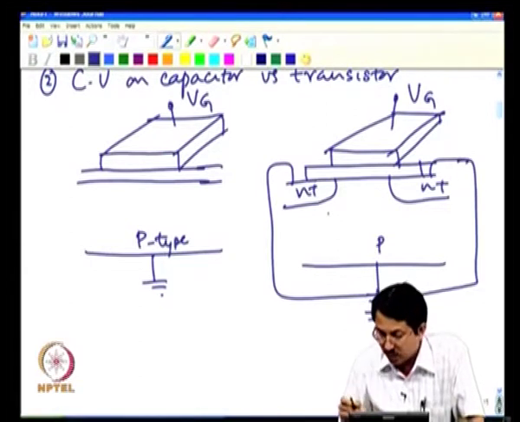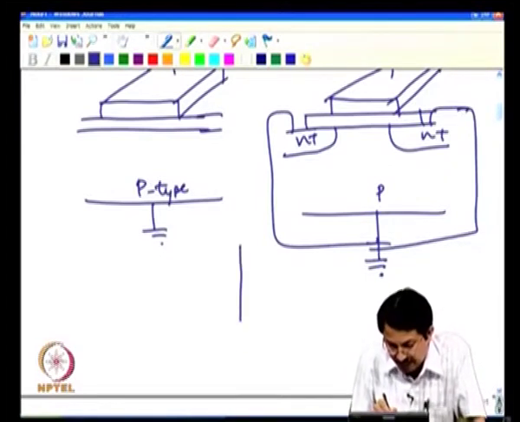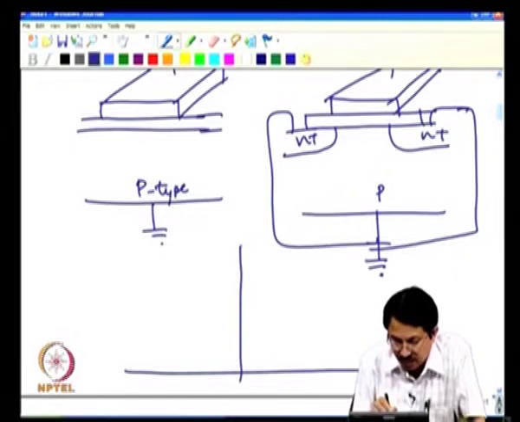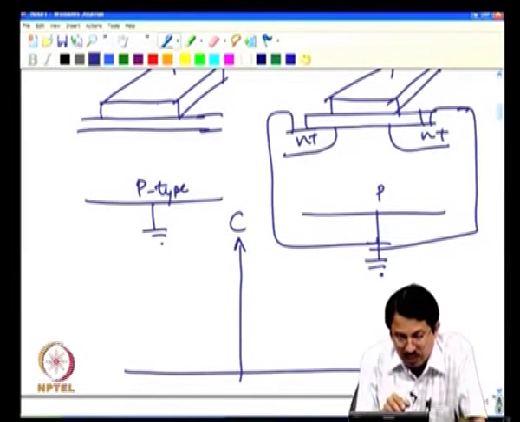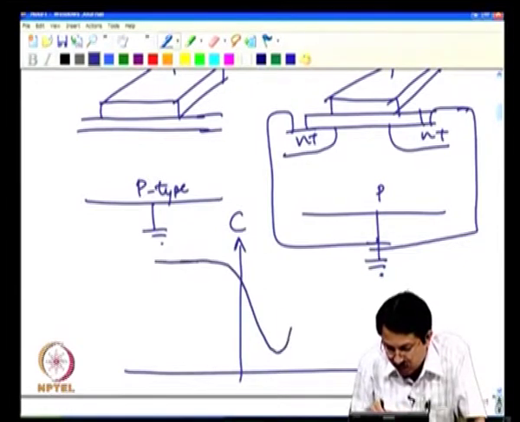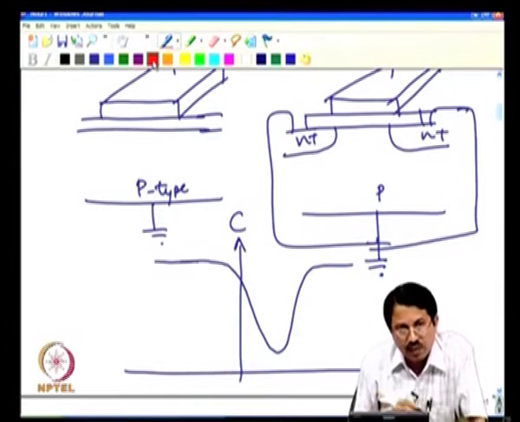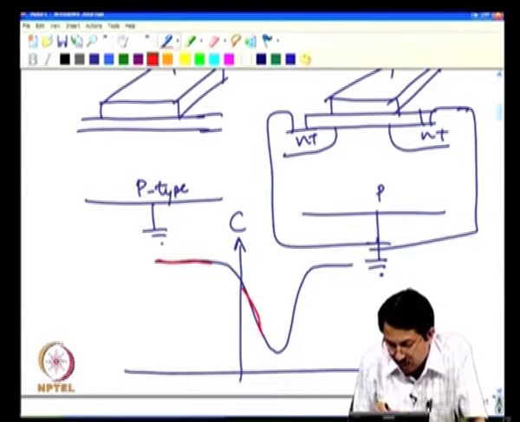However, there is one very important difference that you have to keep in mind, and that is their behavior under high frequency characteristics. Let us say this is C. The low frequency capacitance, if you do LFCV measurement on this structure as well as this structure, you get a curve which will be exactly identical. Let us say if this is the curve for capacitors, then your transistor curve will essentially overlap on top of each other.